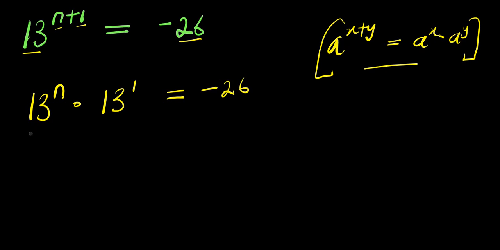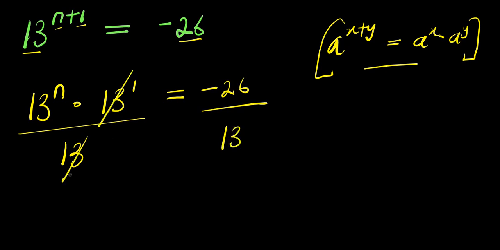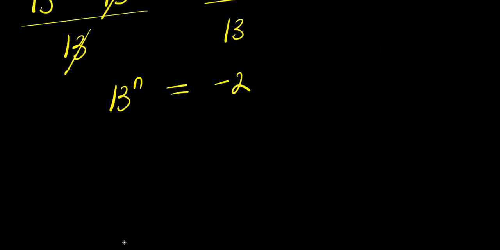So let's divide this by 13. 13 eliminates 13. We have 13 power n equals negative 26 divided by 13. We have negative 2. So we solve for n.